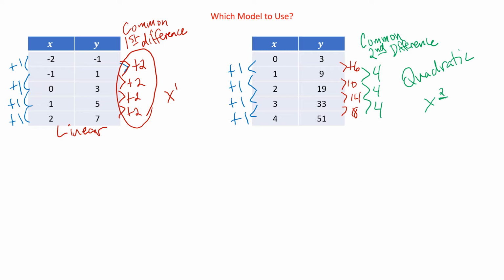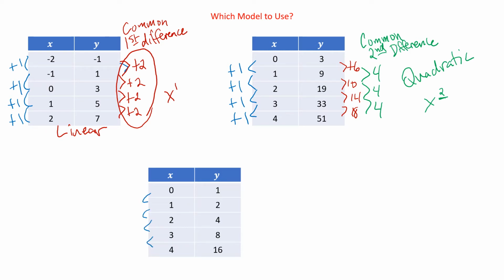So the first difference being the same meant linear. The second difference being the same meant quadratic. How about the next one? Chances are this one's going to be exponential, being that we have linear, quadratic, and then exponential. But let's see what would make it exponential. First of all, we have to check those x values and make sure they're all going up by the same amount each time, which they are.